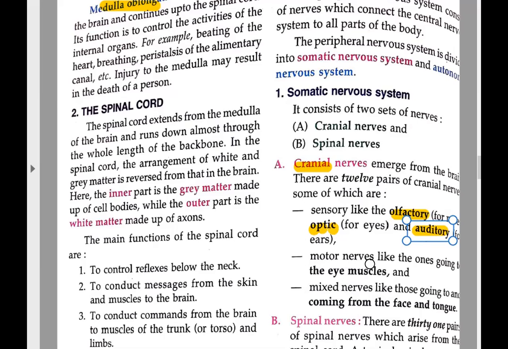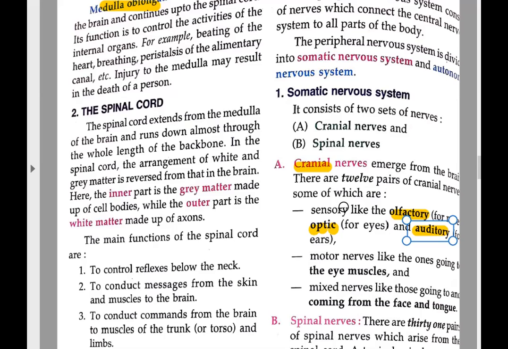So motor nerves are like one which are going to the eye muscles and जहाँ पे muscles का ज्यादा काम होता है. And mixed nerves means which act both as sensory and as well as motor. Right? Sensory matlab which brings the information from the sense organs to the brain. Motor means which takes the information or the reflexes or the response from the brain to the respective organs.